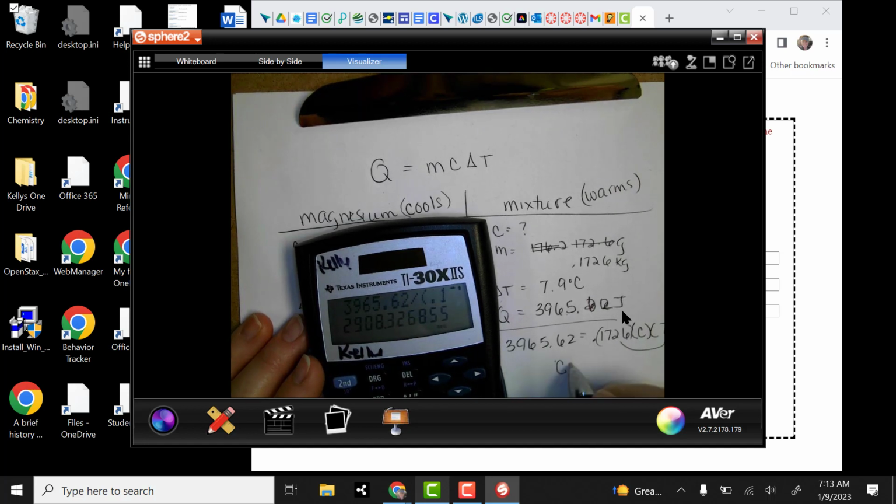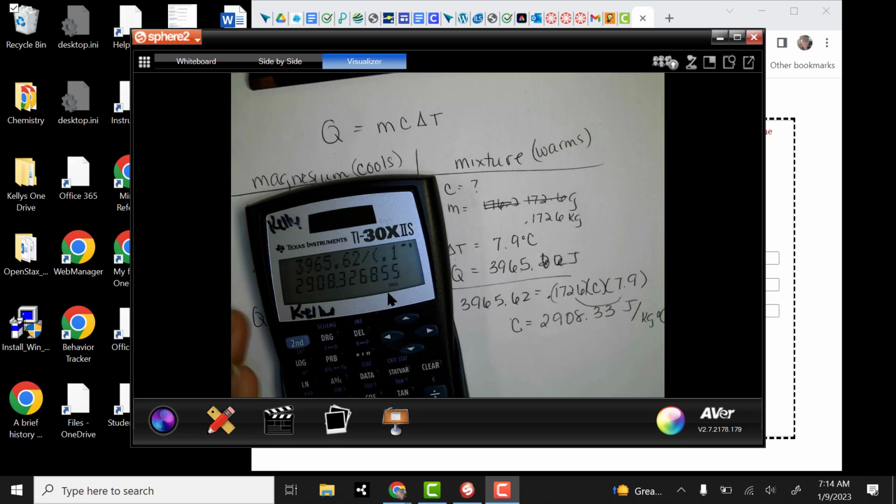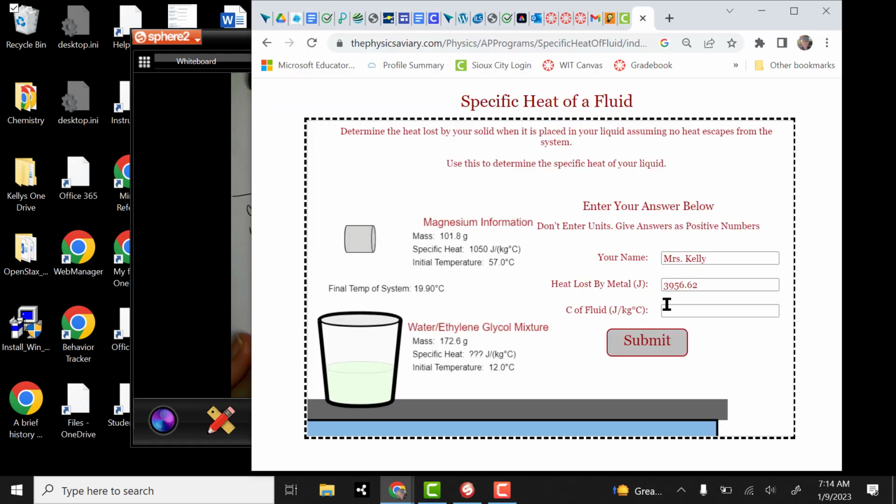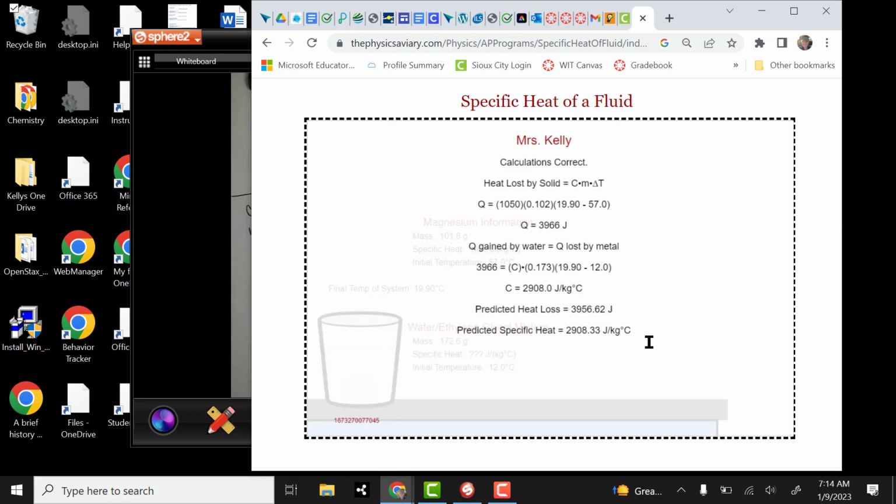So the specific heat capacity of our mixture is 2908.33 joules per kilogram degrees Celsius. So we'll put that in here, 2908.33. Hit submit. And our calculations are correct. Hope that helps you guys. Let me know if you have any questions.